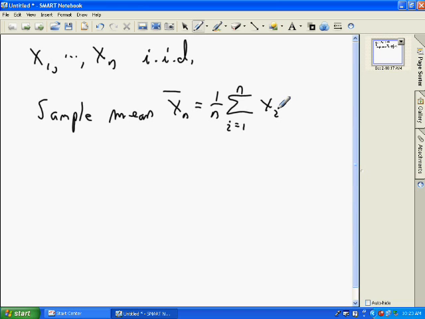Sample mean. I'm going to assume that you know the sample mean. I will assume that you know the sample variance.